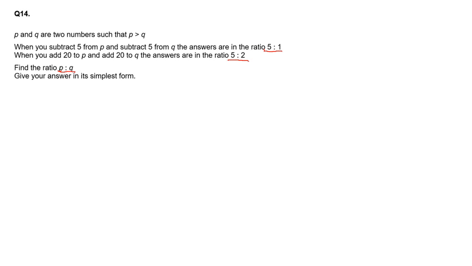So to start with, let's begin to write the first thing algebraically. So when you subtract 5 from P, so P minus 5 and Q minus 5 equals 5 to 1, like that. I can do the same thing here. So I could write P plus 20 and then Q plus 20, and that equals 5 to 2.